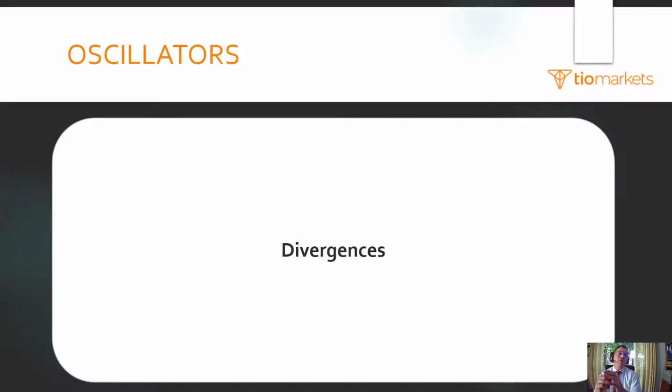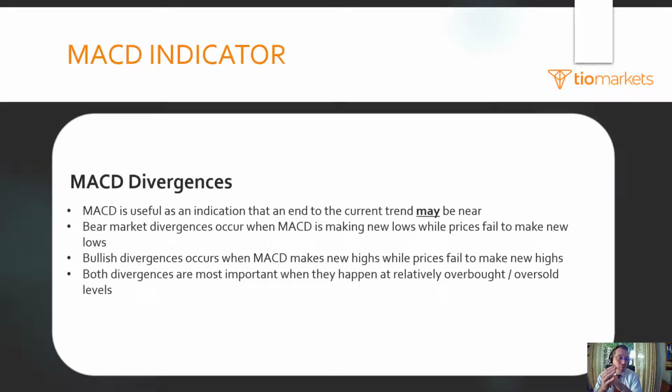Divergences. Now, the divergences will provide a lot of clarity to the crossovers and the overbought and oversold examples that we have just gone through. So, MACD divergences, and what are they? A MACD divergence is a useful indication that the end of a trend may be coming. So you're going to be looking for divergences to help you identify if an uptrend is coming to a close or a downtrend is finishing.